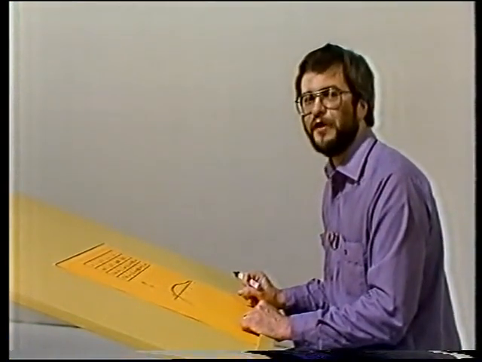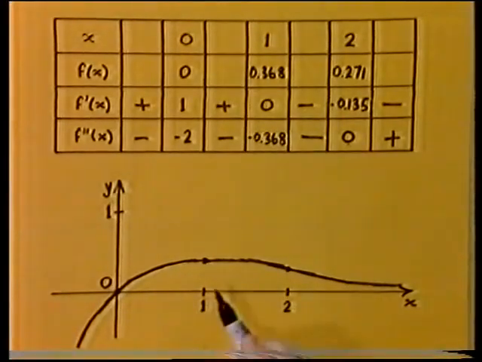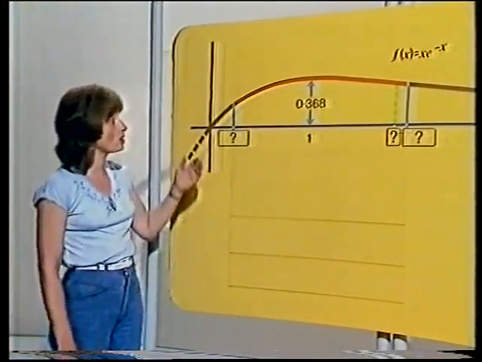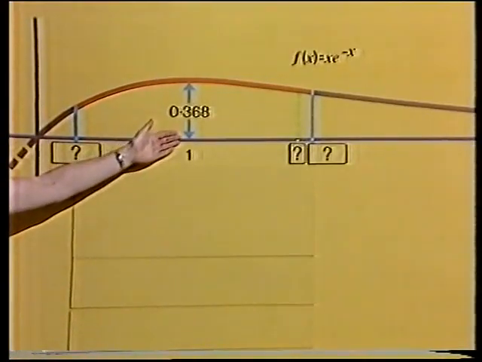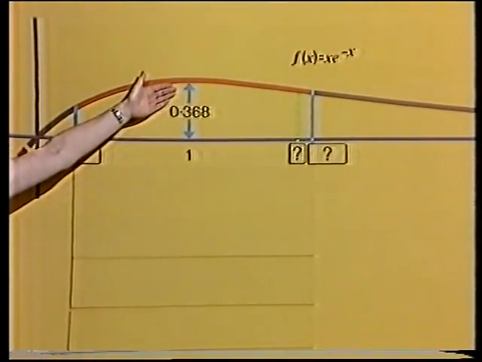And we've also answered another of Anne's questions. The widest point of the glass is at x equals 1. And this is 0.368. So that's how we got this sketch. And the maximum is here at x equals 1, and it's 0.368.